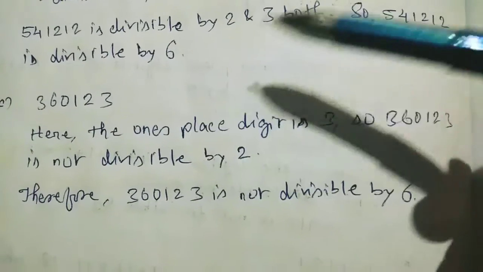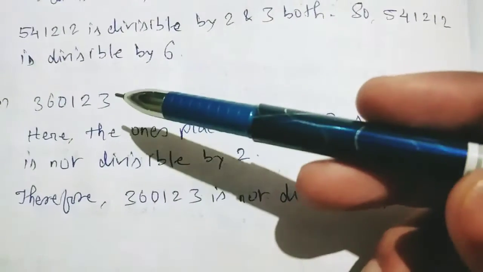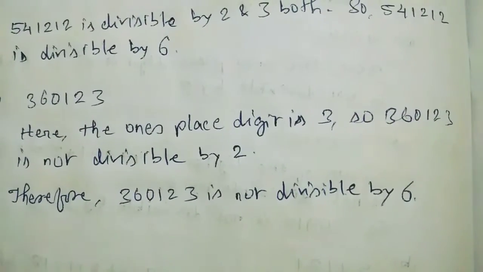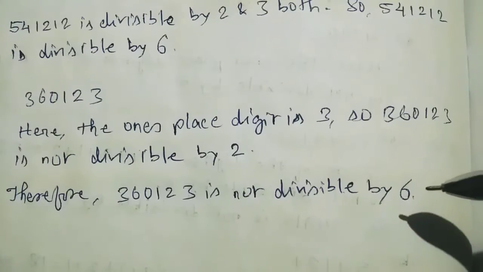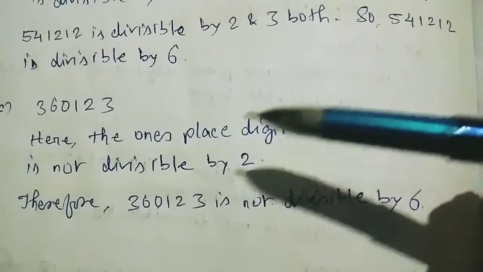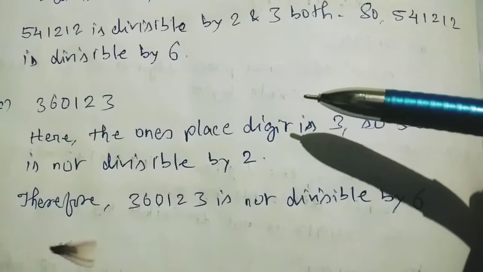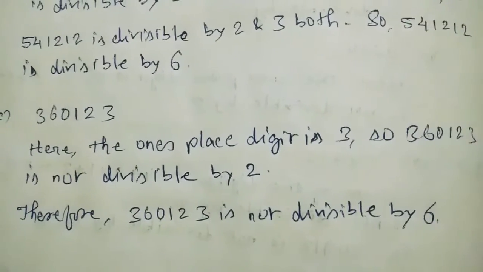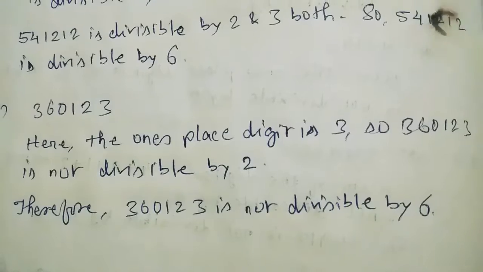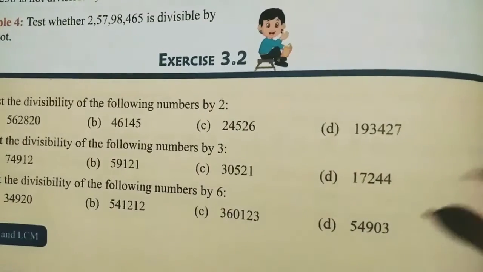If it is not divisible by 2, or if not divisible by 3, in any case, if any one case fails, that means it is not divisible by 6. So we have seen that it is not divisible by 2, so we will not try with 3. So question number D you do, okay?